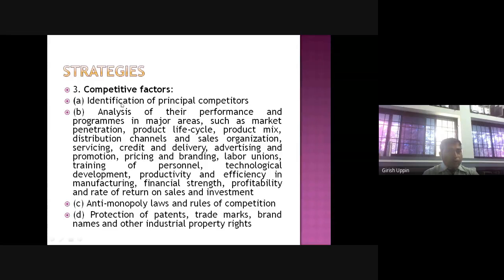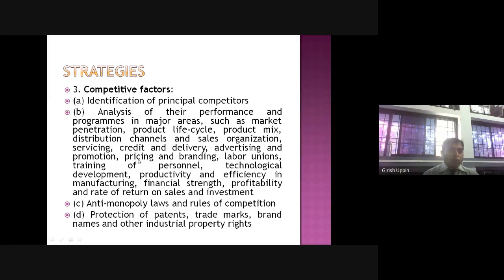Competitive factors, identification of the principal competitor. The organization has to identify who is the competitor, and analyze their performance and programs in major areas such as market penetration, product lifecycle, product mix, distribution channels, sales organization, servicing, credit and delivery, advertising. So this is about competition.